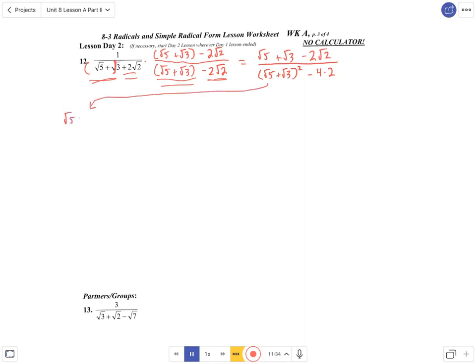I have the rad 5 plus rad 3 minus 2 rad 2 up top. In the denominator, okay, I'm going to multiply out that rad 5 plus rad 3 squared. That's going to be 5, plus I'm going to have a rad 15 plus a rad 15, which will be 2 rad 15, plus 3 minus 8. Keep going.